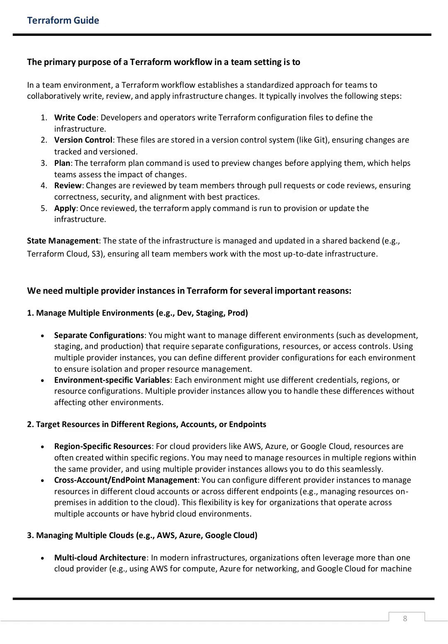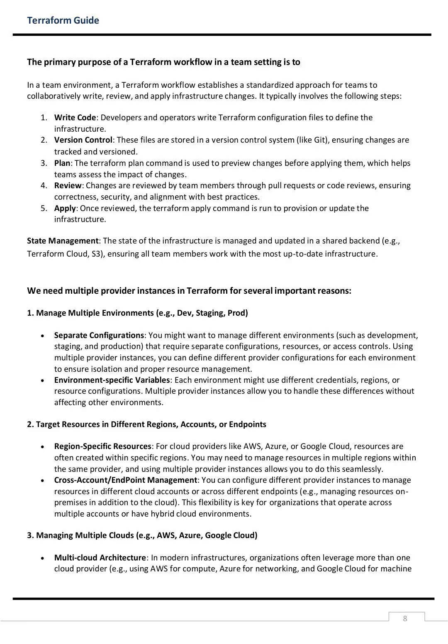1. Write code. Developers and operators write Terraform configuration files to define the infrastructure. 2. Version control. These files are stored in a version control system, like Git, ensuring changes are tracked and versioned. 3. Plan. The terraform plan command is used to preview changes before applying them, which helps teams assess the impact of changes. 4. Review.